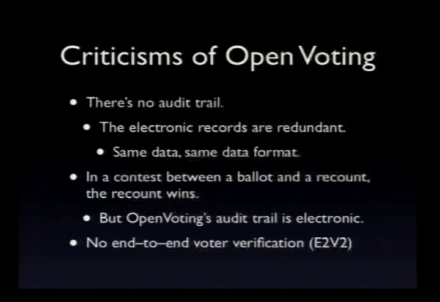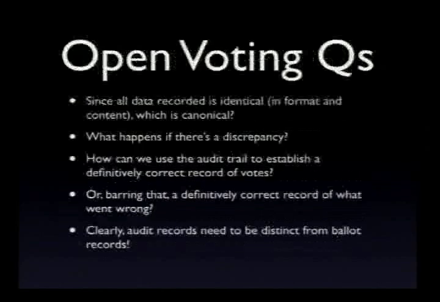But wait a minute. So our recount mechanism, which is supposed to be more trusted, is entirely electronic. And our initial vote count is going to be the slow paper route. Something about this doesn't make sense to me. Since the data recorded is identical in format and content and everything else, the only difference is the media to which it's recorded on, which of the two data paths is canonical? What happens if there's a discrepancy? How can we use the audit trail to establish a definitively correct record of votes?